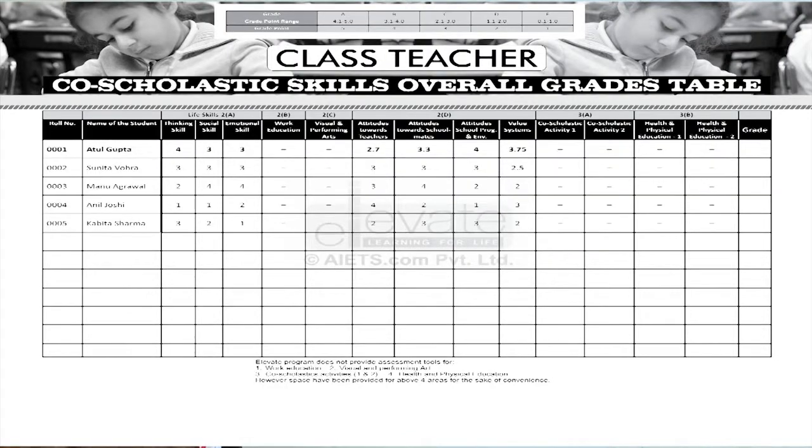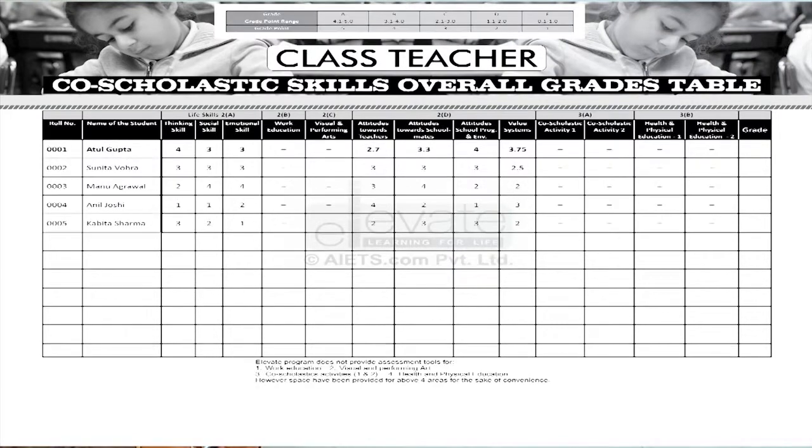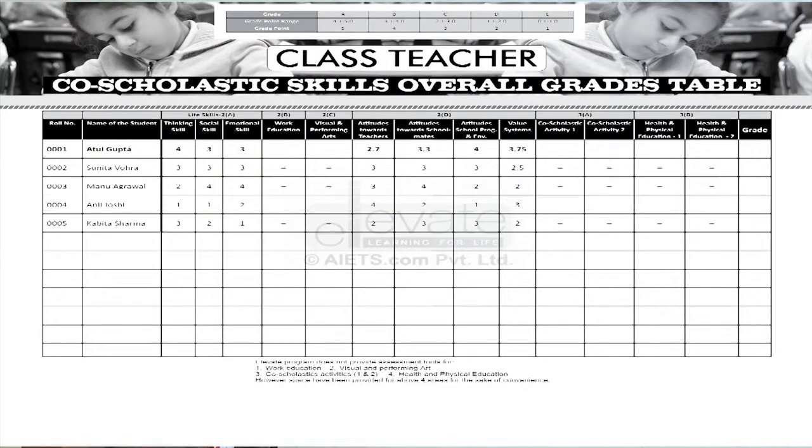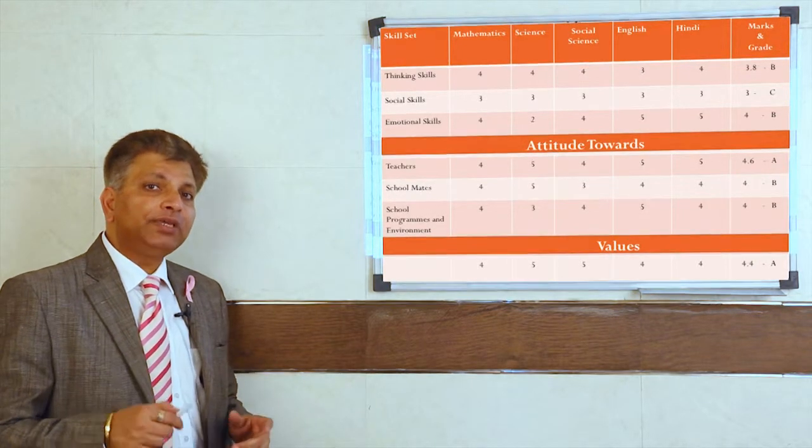In life skills, Atul Gupta gets 4 marks. So this is the accumulation of results from various subject teachers. How? Let's see on the next slide. We will come to this slide once again. Look at this. Mathematics teacher, thinking skill for Atul Gupta 4 marks, science teacher 4 marks, social science 4 marks, English 3 marks, Hindi 4 marks, and the accumulation here is 3.8. If it is 3.8, it means it is 4.